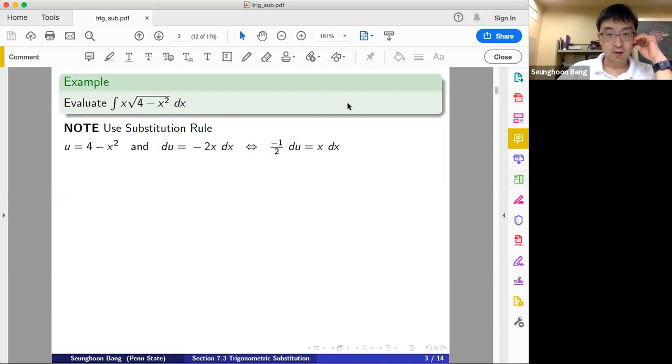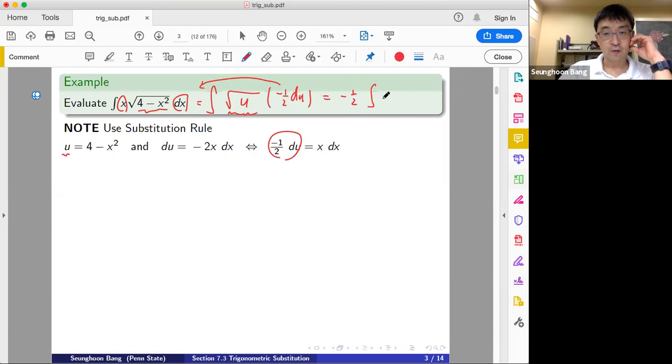So you can change it like this. Here, this one is the same too. The integral of the square root of 4 minus x squared is here, u. The x dx is, we have negative 1/2 du. Take out the negative 1/2, the negative 1/2 integral. You can change it to the exponential form, u to the 1/2 du.